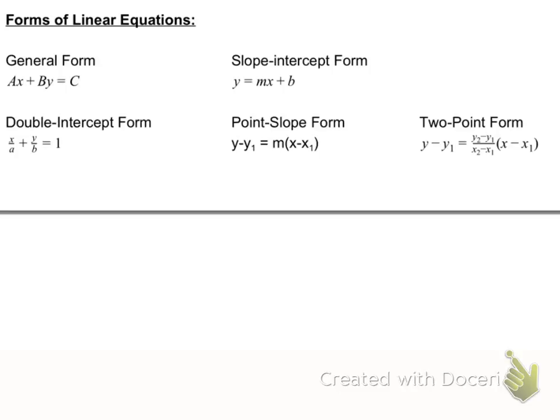The only thing about double intercept form is that x and y on top have to be by themselves. That means anything that's next to x and y has to drop to the bottom of the fraction. So that allows me to say, hey, that right there is my x value and my y value of my intercepts.